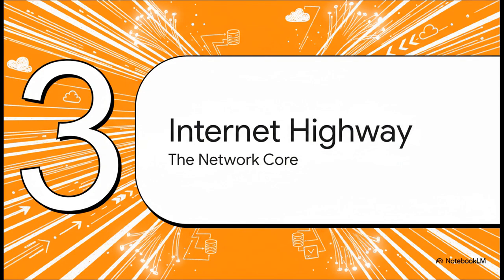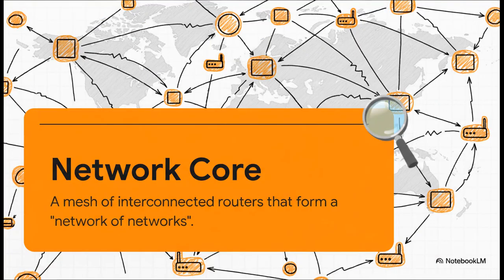All right, so you're connected. Your request has officially left your house through that access network. Now it's time to merge onto the internet's main highway system, the network core. The network core is this massive, tangled web of interconnected routers. The key thing to understand here is that it's not one single network. It's actually a network of networks, all layered together, working in concert to shoot data around the globe at unbelievable speeds.